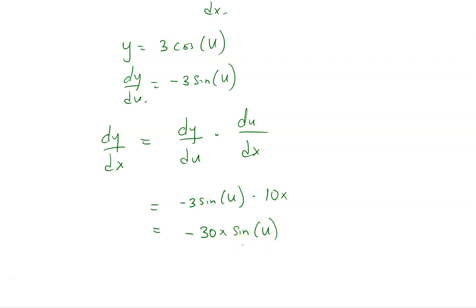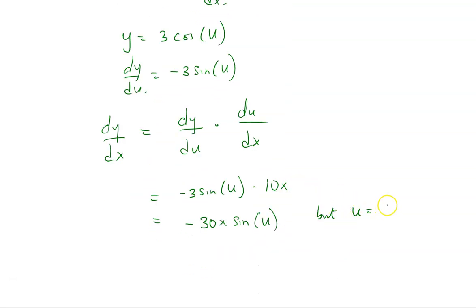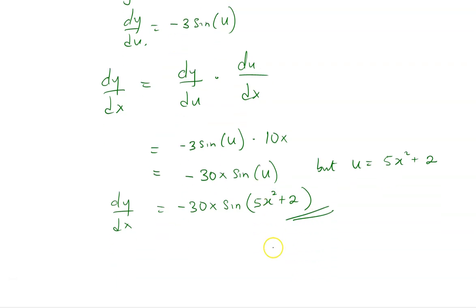But what was u? u was given as 5x squared plus 2. So we can just substitute it in. Then it will give us the dy on dx. So the dy on dx can be given as negative 30x sine 5x squared plus 2. And that gives the final answer.